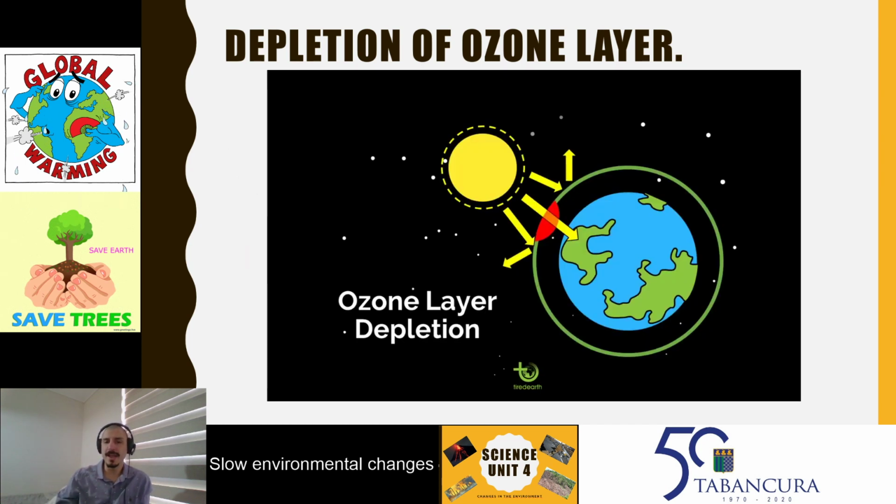Here is a picture to explain. You can see this green circle is the ozone layer protecting us from the ultraviolet rays. But in that red part, where there is a hole, the ultraviolet rays go through the ozone layer and right into the earth, and they are very harmful for our skin. Especially in the summer, you have to use a lot of sun lotion to protect you from the sun because of the depletion of the ozone layer. We're losing the protection from the ultraviolet rays because of the CFCs.